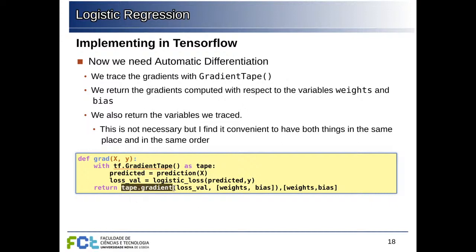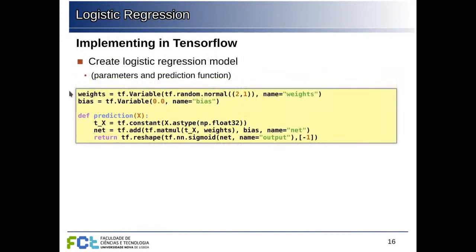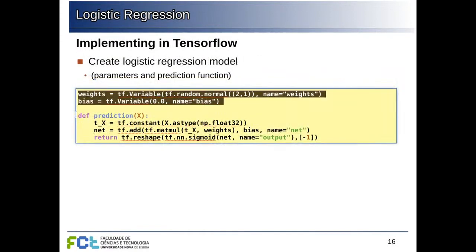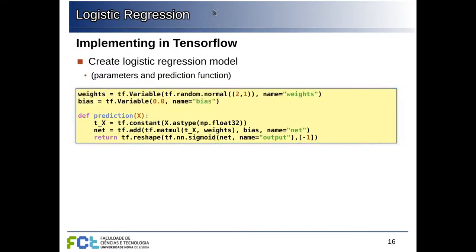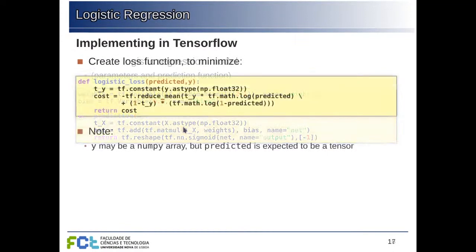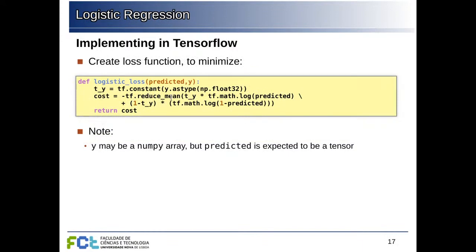We can obtain the gradient of this final tensor, which is the value of the loss function, with respect to the variables that we want. And we give a list of tensors which are the variables here, with respect to which we want the gradients computed. So in this case, these are the parameters of our model, the weight tensor and the bias tensor, and we want to compute the derivative of the loss function with respect to those variables.